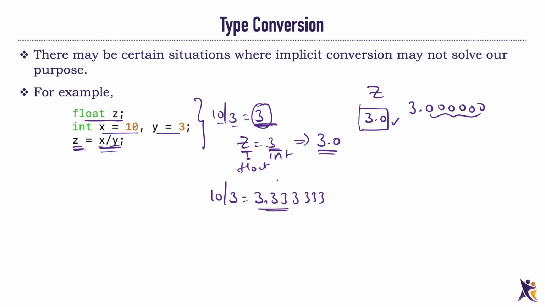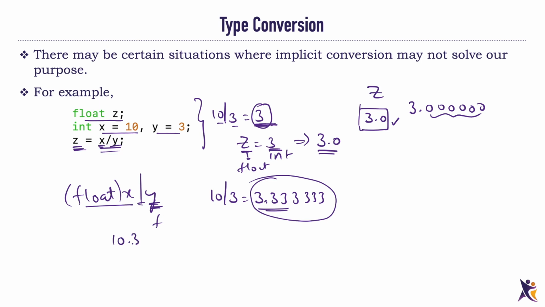So to get the correct value in z, you should explicitly specify to the compiler that it has to consider one of these variables as a float. For example, you can just tell the compiler to consider x as float and then divide the floating point number with an integer value, right? Since one of these values is float and the other is integer, the compiler does an implicit conversion and converts this also into float, then carries out this division operation, right?